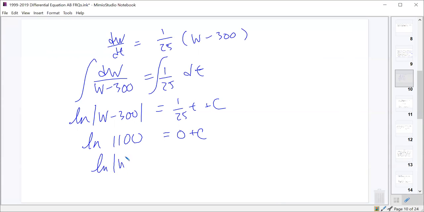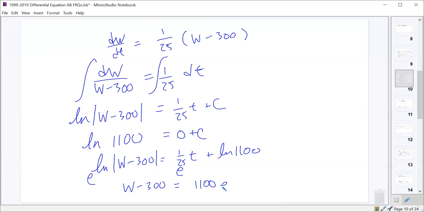So we have natural log of the absolute value of W minus 300 equals 1/25 t plus the natural log of 1100. We will exponentiate to get rid of the natural log. And when we clear off the absolute value, we need to decide if we want the positive or the negative. Are we going to want the negative? We're going to have negative waste in here. No. So we want the positive. So we're going to have W minus 300 equals e to the 1/25 t, with 1100 out front as a coefficient. And then we just add the 300.